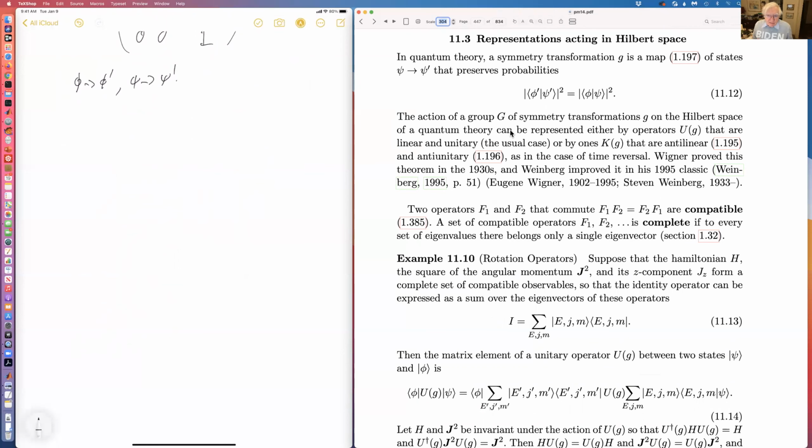Now, it may be that other people have made use of them more generally, but I've not seen it. So it's a very special thing as far as I know. Anyway, this proof that any symmetry transformation is represented either by linear and unitary or antilinear and anti-unitary was first done by Wigner and extended somewhat by Weinberg.